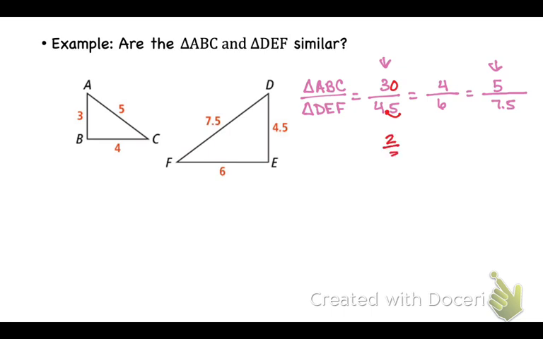Because 15? Yeah. 4/6. 2/3. And this is going to be 50 over 75? 2/3. 2/3. So are they similar? Yes.